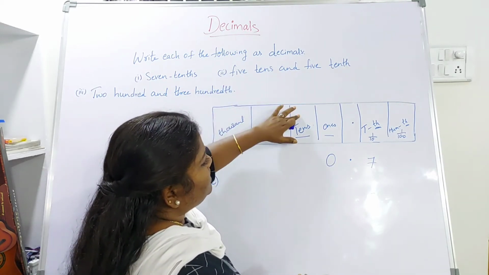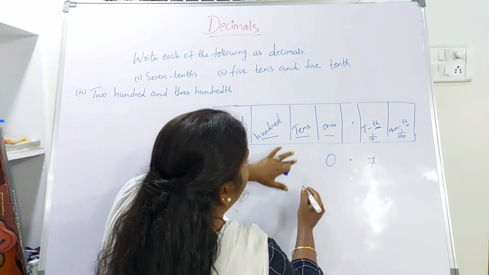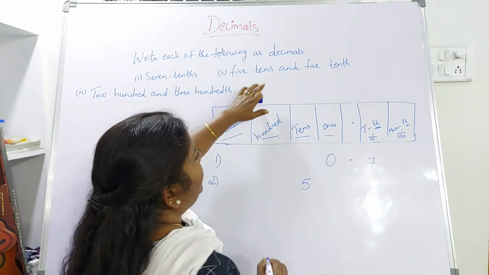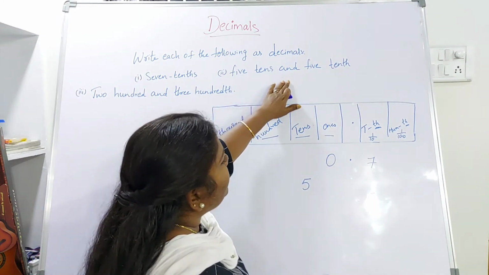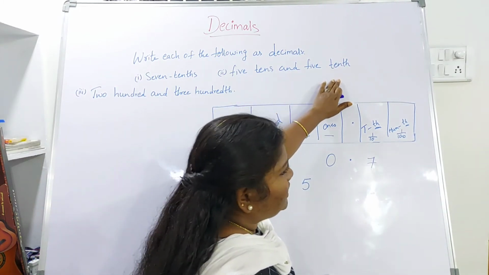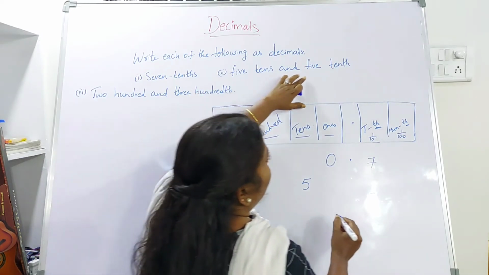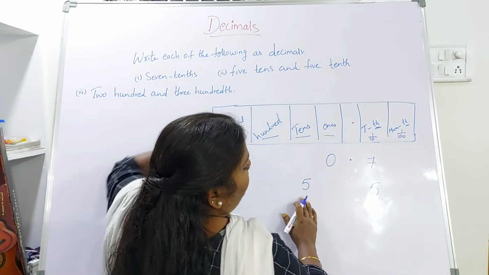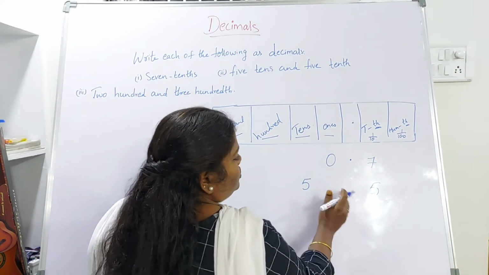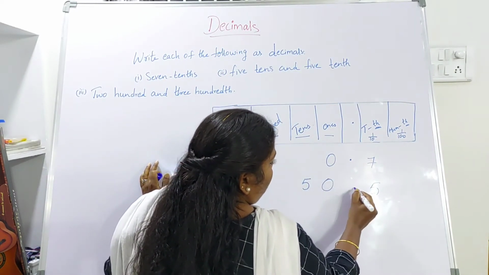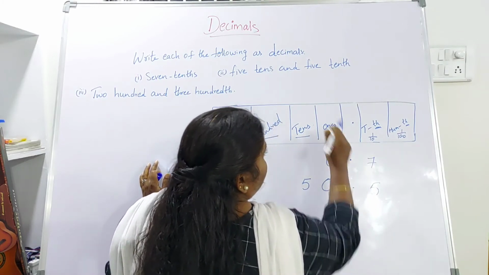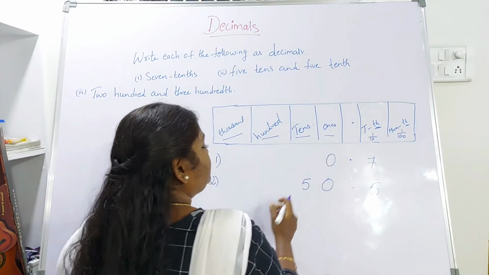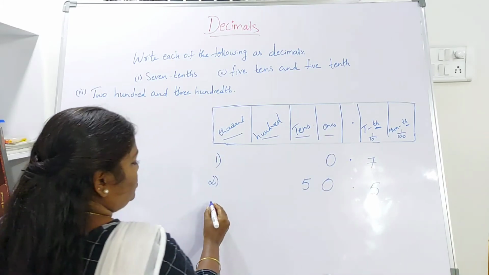Now the next one, 5/10. So where is tenths? So here, under the tenths place you have 5. So 5/10, 5 is in the tenths place. Yes, in between there are no numbers given. So you have to take 0 and the decimal point as it is because they have mentioned tenths here. Yes. So let's take the next one.